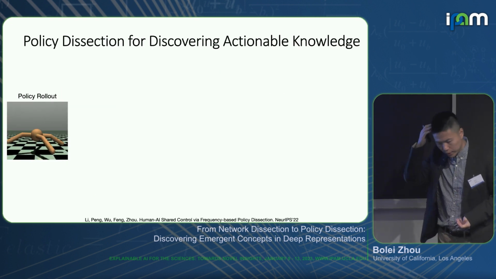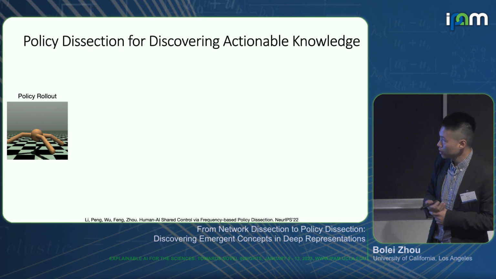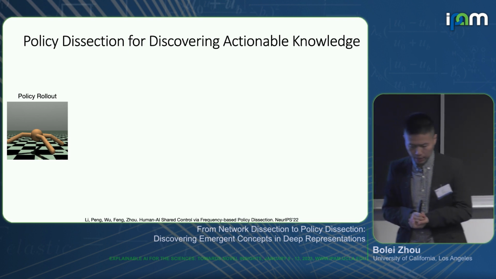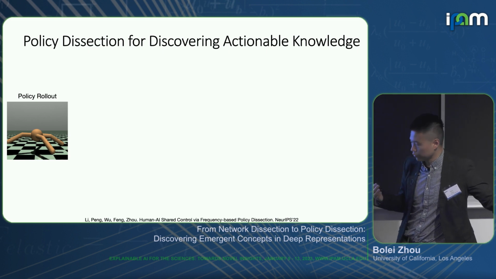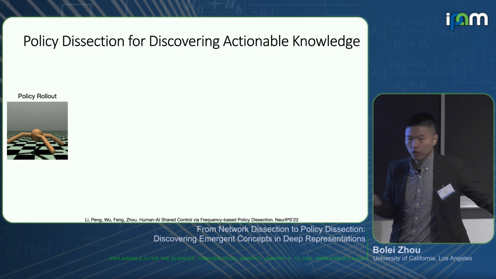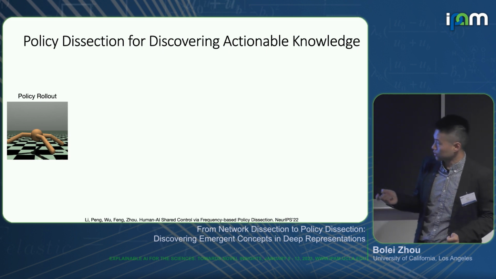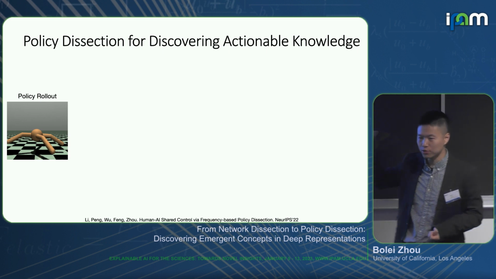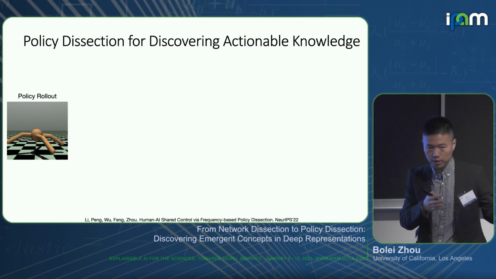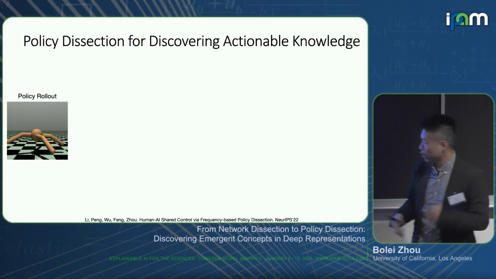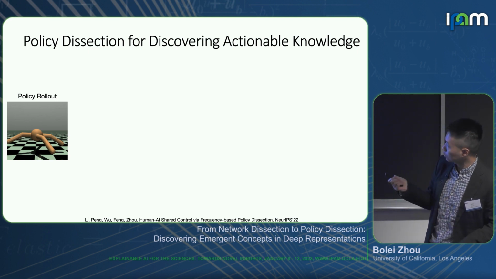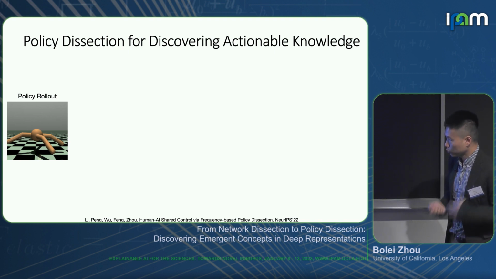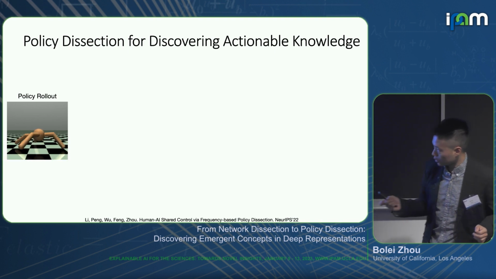To address these questions, we have some recent NeurIPS works that try to look into the deep representation trained for this locomotion task. We developed a method called policy dissection. From the name, you can see it's an extension of our previous work on network dissection and GAN dissection. We try to look into the deep representation and see what has been learned inside. So we want to discover this actionable knowledge. What we are doing is that we take this trained agent, right?